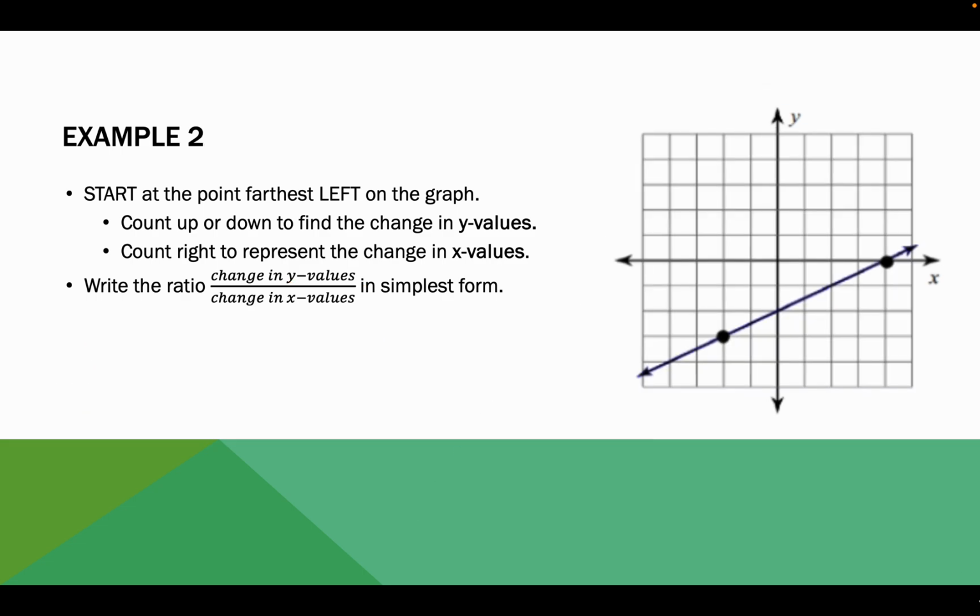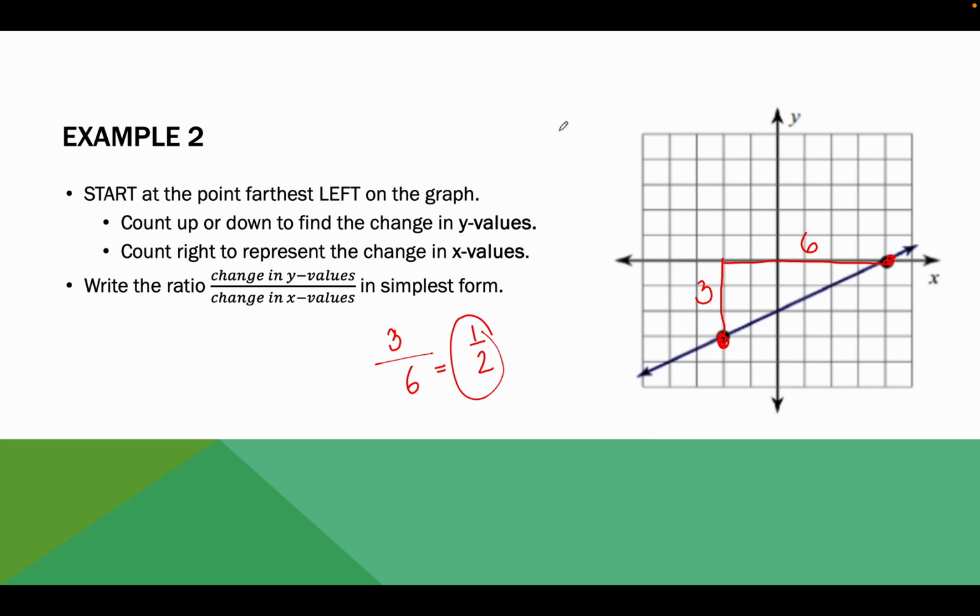Let's try another example. We're going to start here at this point on the left and work our way to the point on the right. We're going to count up or down 1, 2, 3 spaces along the y-axis, so that's going to go on top. And then we're going to count over 1, 2, 3, 4, 5, 6 along the x-axis. That's going to go on the bottom. 3/6 is 1/2 in simplest form.